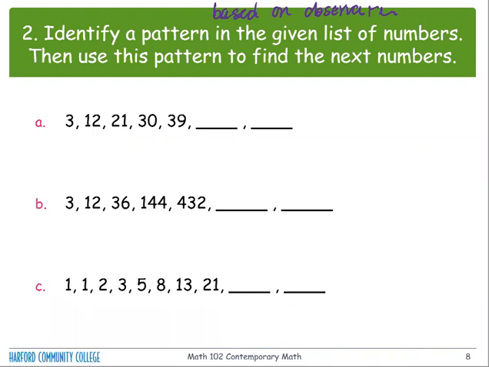So we have the number 3, the next one is 12, then 21, the next one is 30, the next one is 39. It should give us enough pattern. We are working on number 1, part A right now. We are going to fill in the two blanks here. What will be the next number after 39? What pattern do you see? Could anyone help me with the pattern that we see?